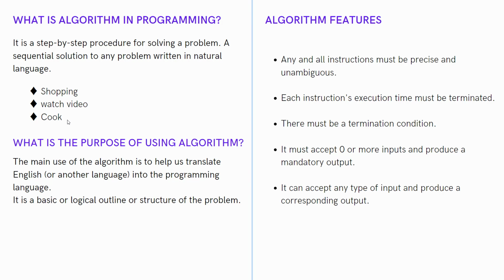Okay, so why do we need an algorithm? What is the purpose of using an algorithm? The main use of an algorithm is to help us translate English into a programming language. Let me give you a metaphor. For example, there is a person who wrote some code, for example, addition of two numbers, which is really basic stuff that you can understand easily, okay?